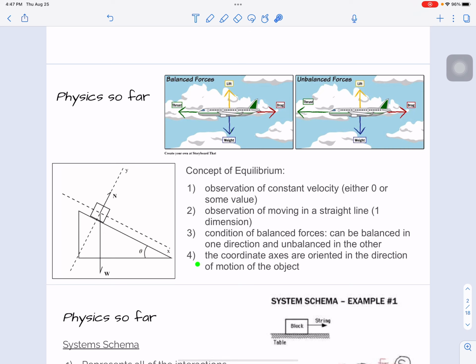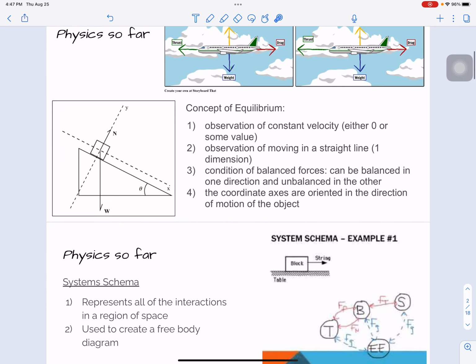And then number 4 is the coordinate axes are oriented in the direction of motion of the object. So mostly we've been looking at situations like this, where the object is moving horizontally, but we could have a situation where an object is sliding down a ramp. In order to analyze the motion, we have to tilt the x-axis, or if appropriate, the y-axis. One of the axes has to be in the direction of motion. So here it's moving down the ramp. And then the other axis, of course, is perpendicular to that. So that's what we've looked at so far in terms of our concept of equilibrium.